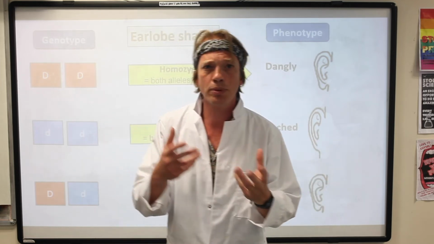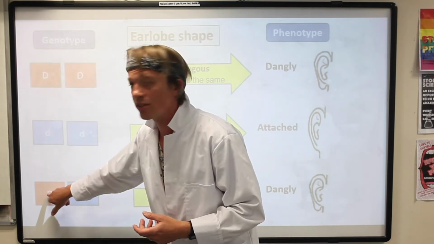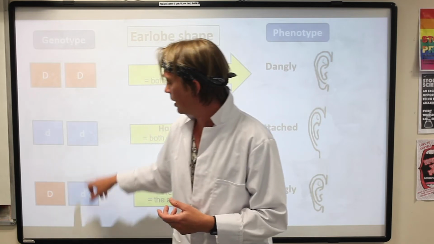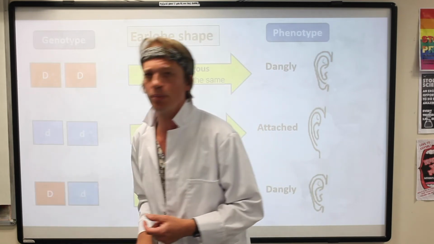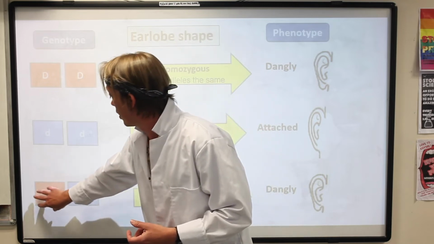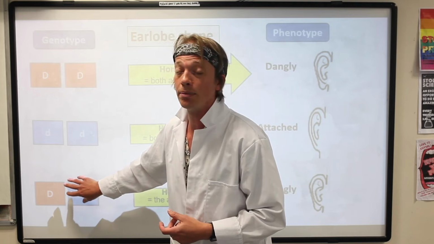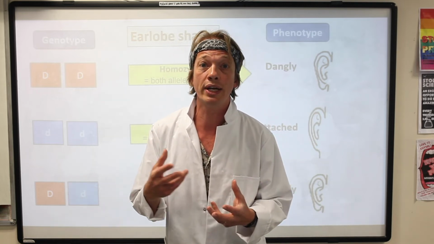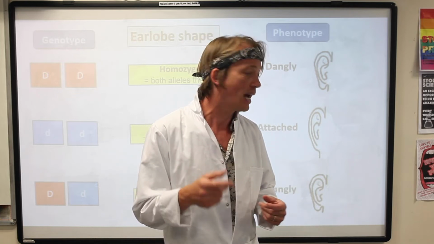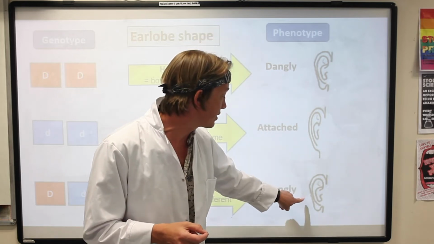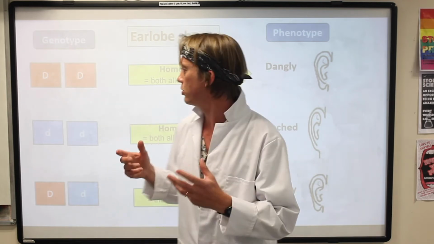Lastly though, this is probably the most interesting: what happens if you have one allele which says big D and the other allele is little d? So you've got big D from your dad, that says I want to make a dangly earlobe, and little d from your mum saying make an attached earlobe. What do you get? You get a mixture, and what we find out in genetics is actually in this case you get a dangly earlobe. And let's look at what's happening.